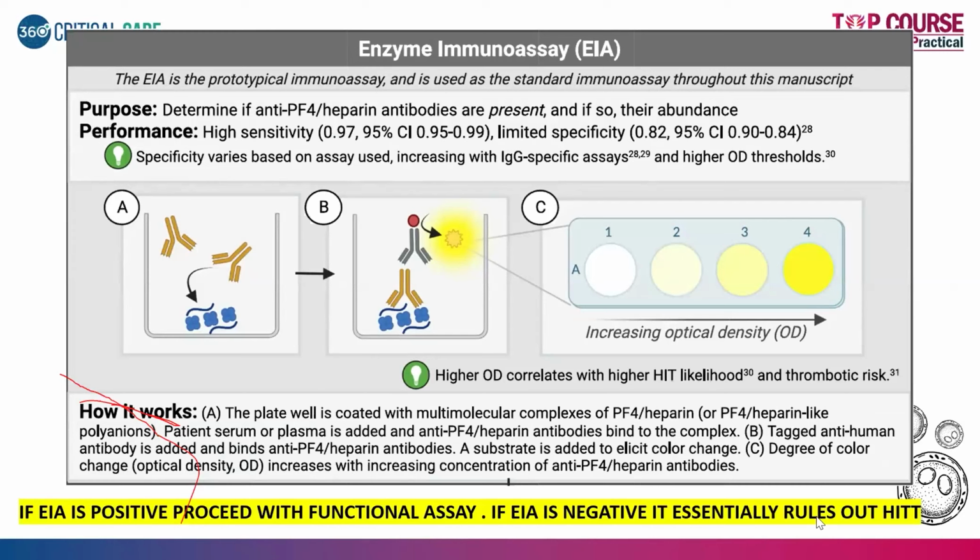How does it rule out? Because it is directly telling you that there are no heparin-induced antibodies present in the patient. Okay, so this is the first step in confirmation of HITT. That is your enzyme immunoassay.